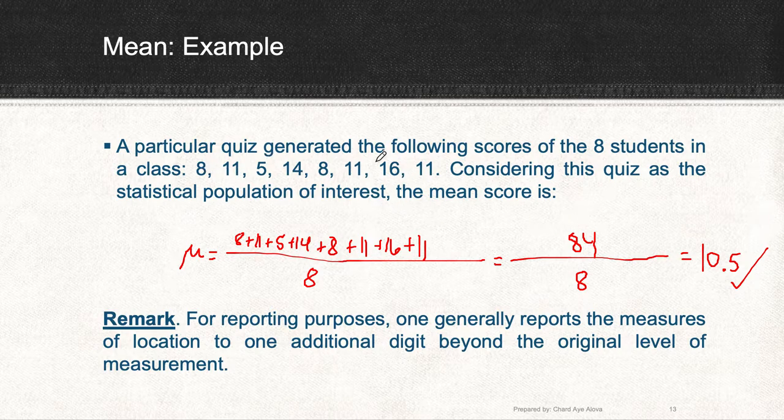So since they're all in the ones digit, we're going to add one to the tens digit. All right. Now, that's how we get the mean, simple as it is.